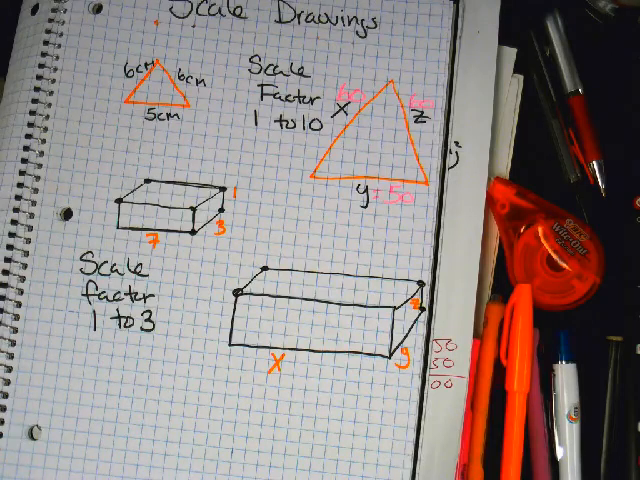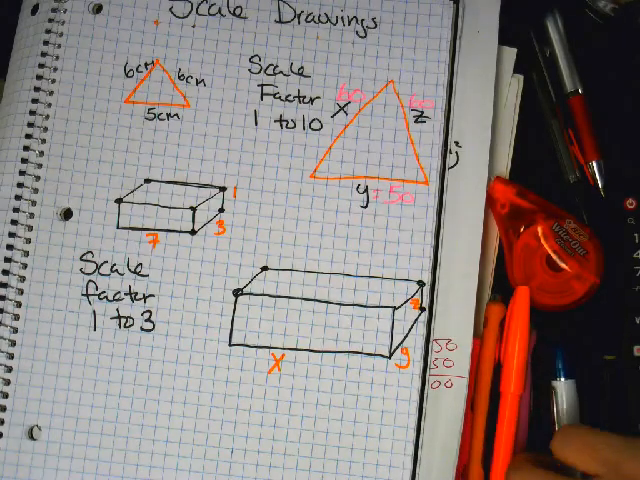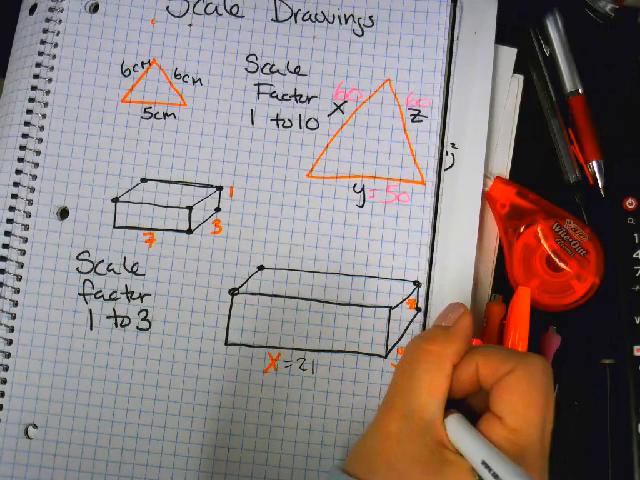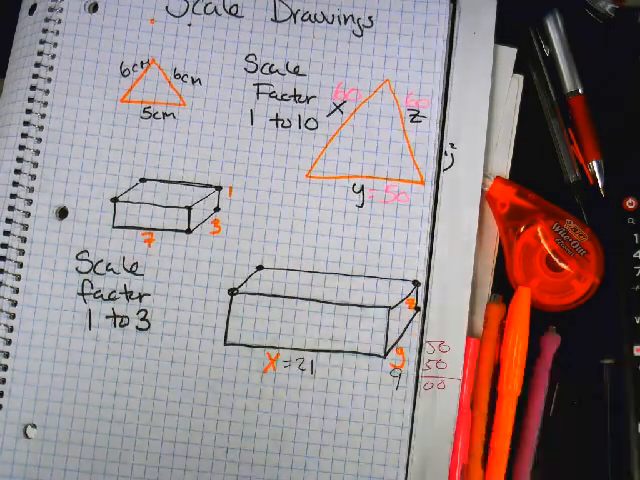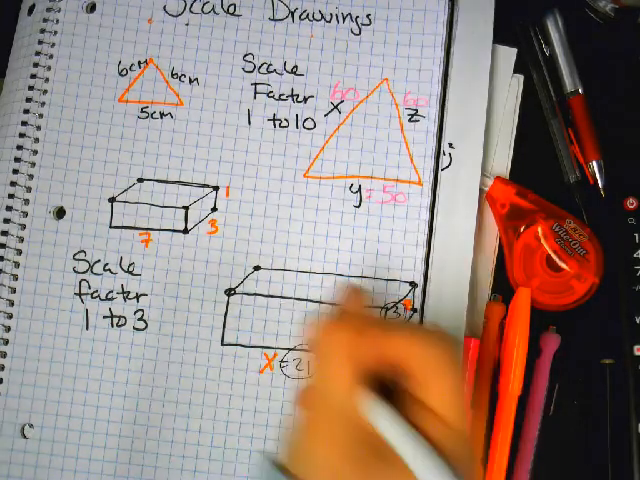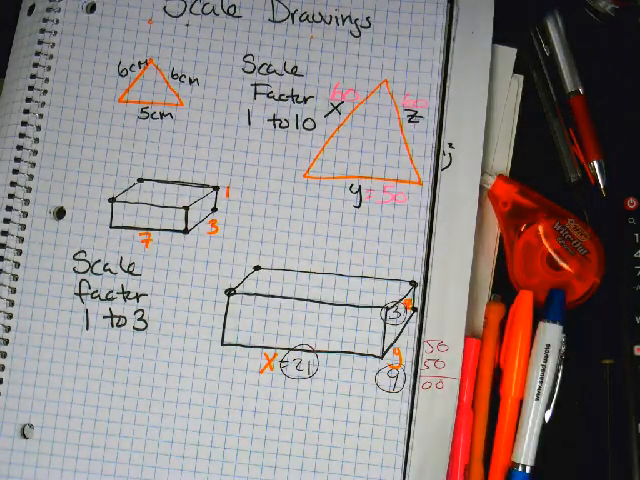Okay. So what is X? 21. Y is 9. And Z is 3. They're basically multiplied. If you are going small to big, how do I make a number bigger? Times. How do I make a number smaller? Divide.